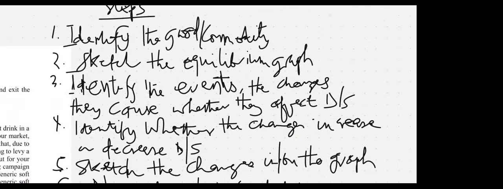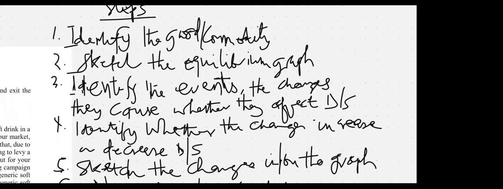So identify the good or commodity is done. What is the next step? I will sketch the equilibrium graph. So that's my next step. Let me go and do it.